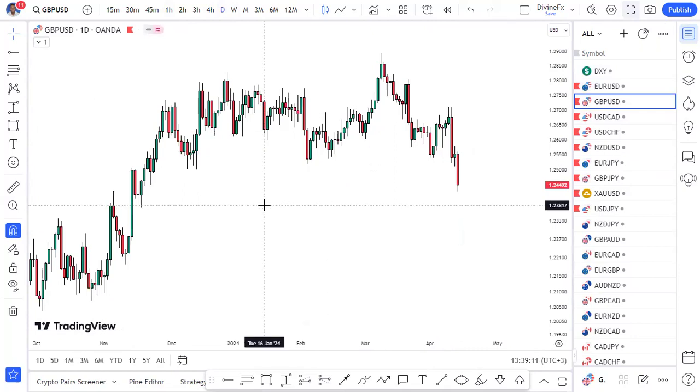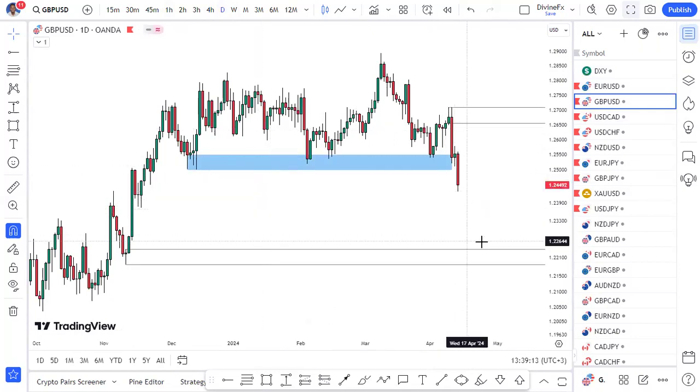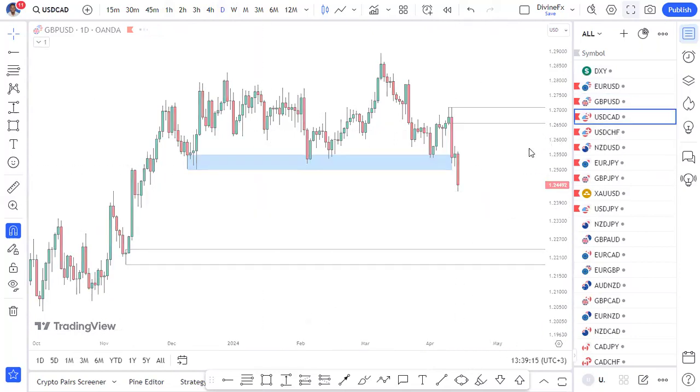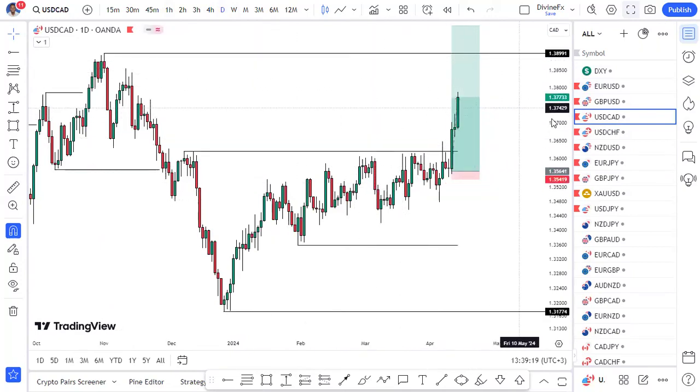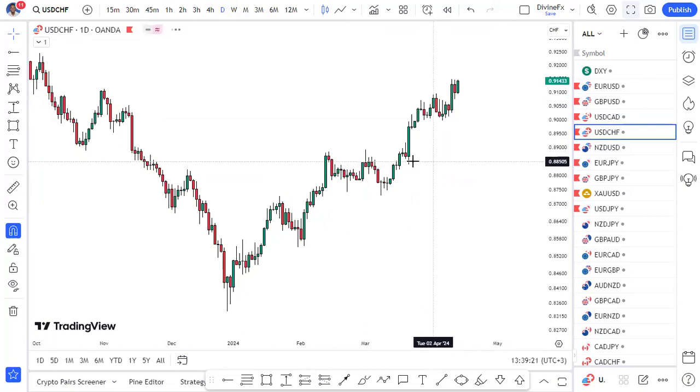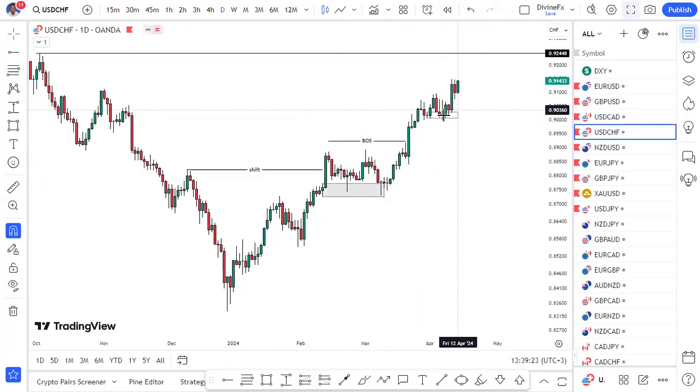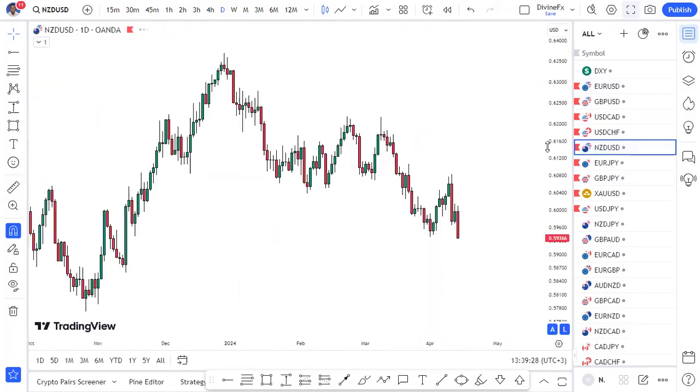GBPUSD also, I'm expecting to see GBPUSD keep moving to the downside. USDCAD as well, I'm expecting to see USDCAD keep moving to the upside. USDCHF also, I'm expecting to see it keep moving to the upside. And NZDUSD, I'm expecting to see it keep moving to the downside, keep selling.